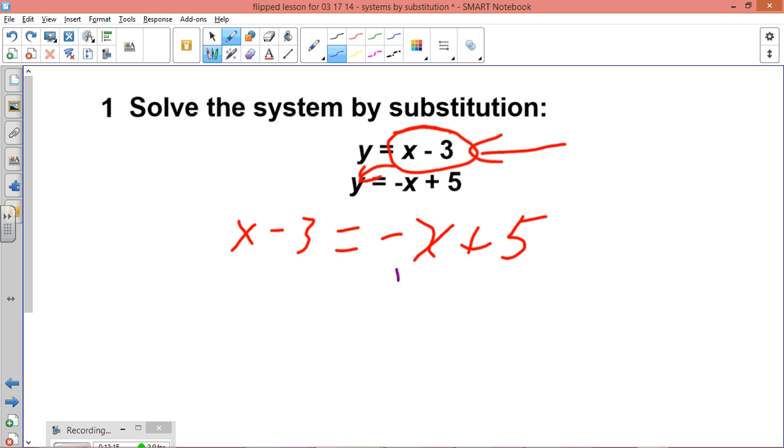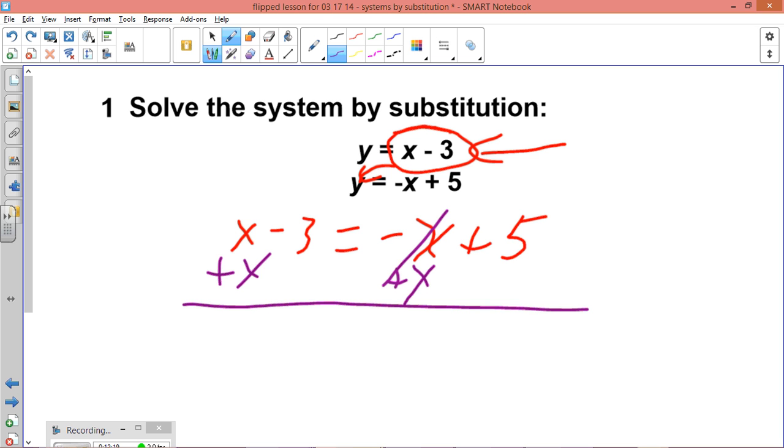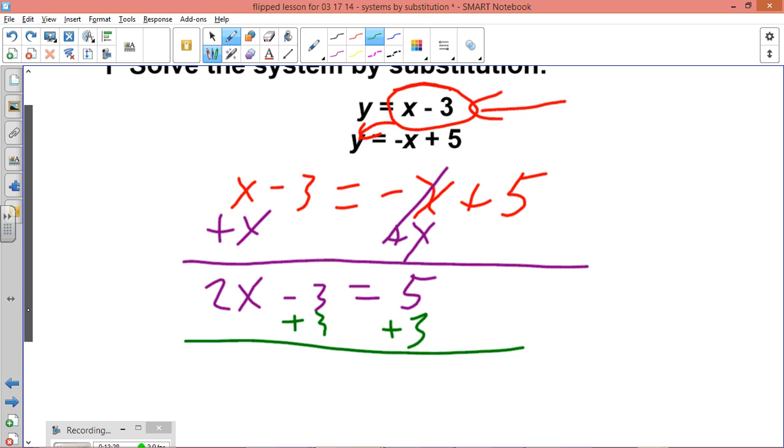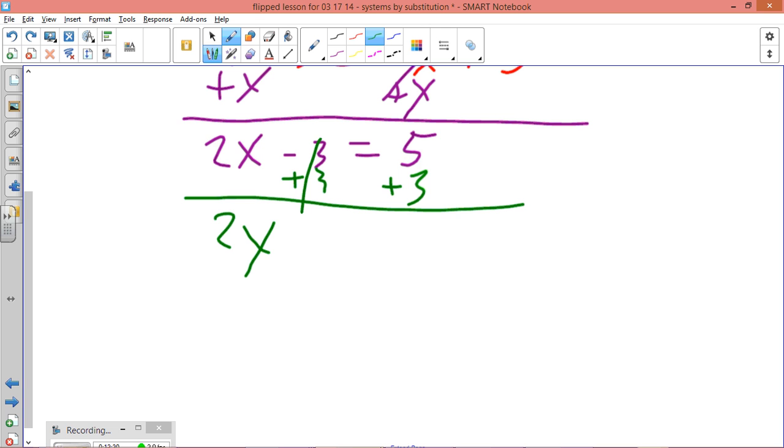I need to get my x's to the same side, plus x, and I get 2x minus 3 equals 5. Next step, plus 3, 2x equals 8, and so clearly x equals 4.